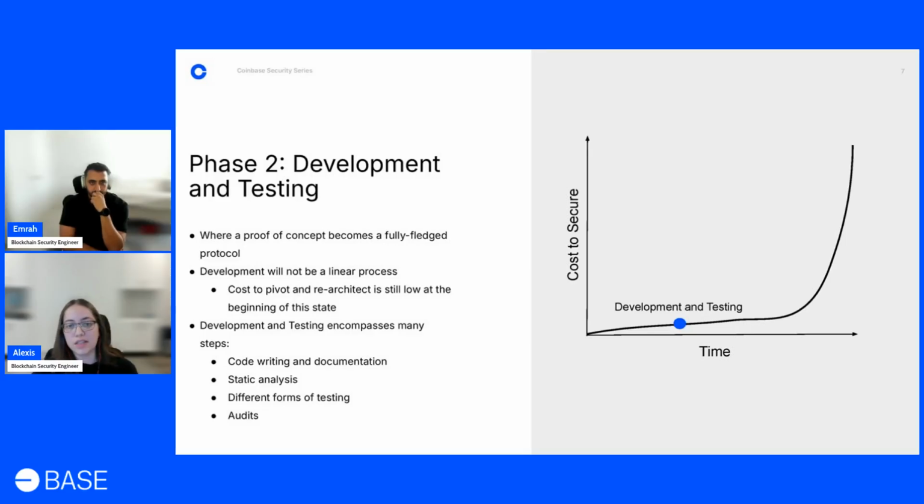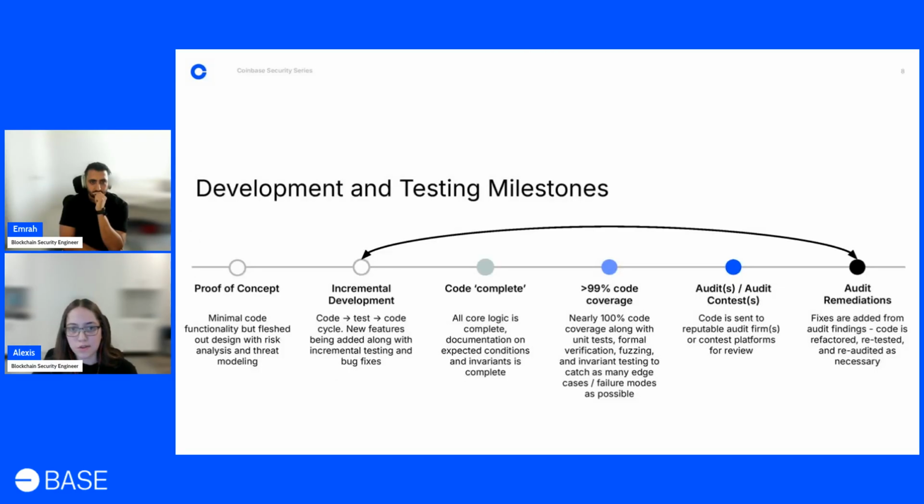So development and testing is a phase that encompasses many steps. Code writing, documentation, testing in its many forms, static analysis, dynamic analysis, audits, audit contests, and so forth. And yes, we include audits in this phase, and you'll see why we do that on the next slide. So this slide is a very, very high-level overview of how you can think about development and testing and what kind of milestones you should ideally be working towards in this phase.